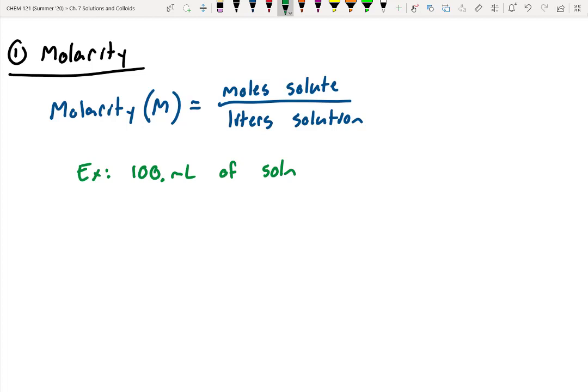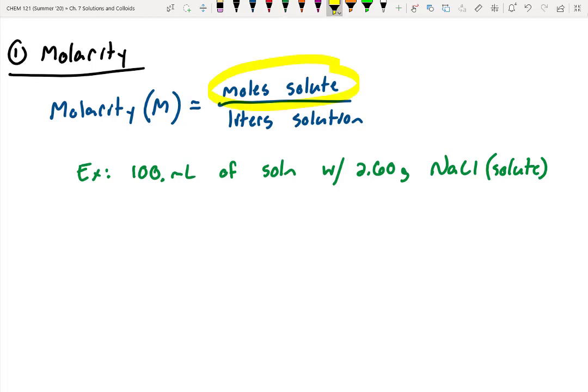Oftentimes we use volumetric flasks when doing these measurements. We're going to assume things are precise. And we've got 100 milliliters of solution with 2.60 grams of NaCl, which is our solute. So really we're just making some salt water here. Well, first things first, we would need to find the moles of sodium chloride. So let's go ahead and do the math here.